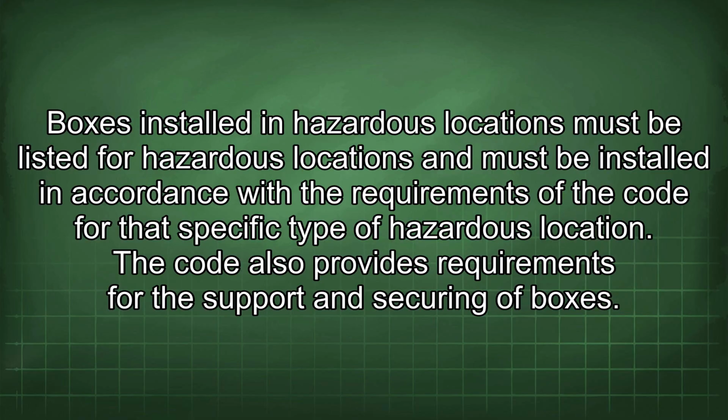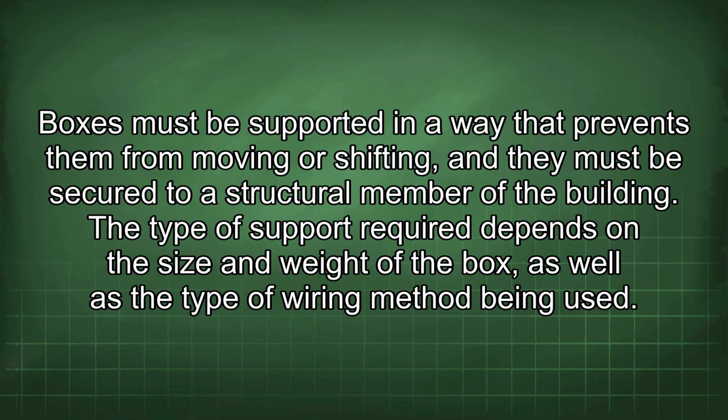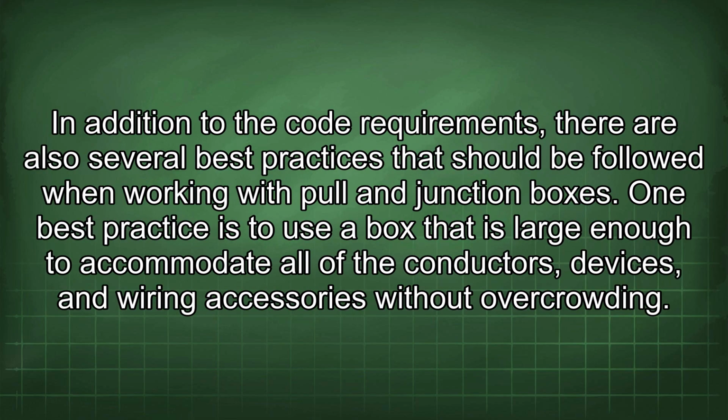The code also provides requirements for the support and securing of boxes. Boxes must be supported in a way that prevents them from moving or shifting, and they must be secured to a structural member of the building. The type of support required depends on the size and weight of the box, as well as the type of wiring method being used.